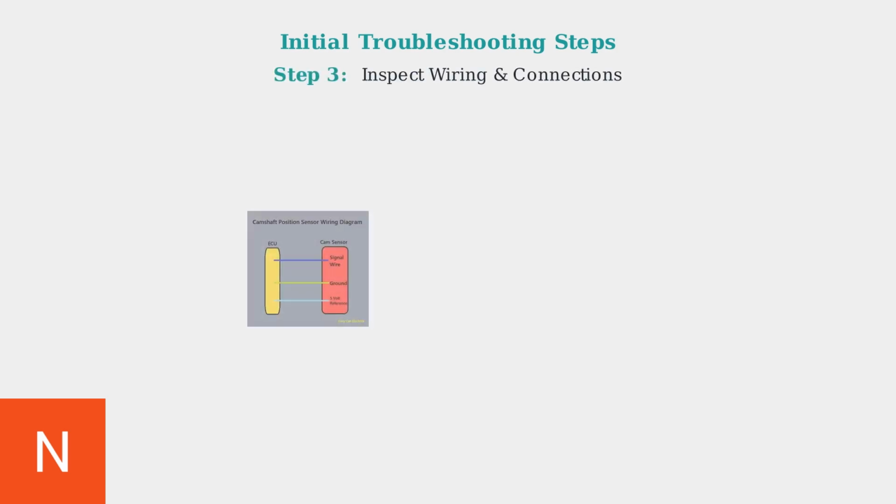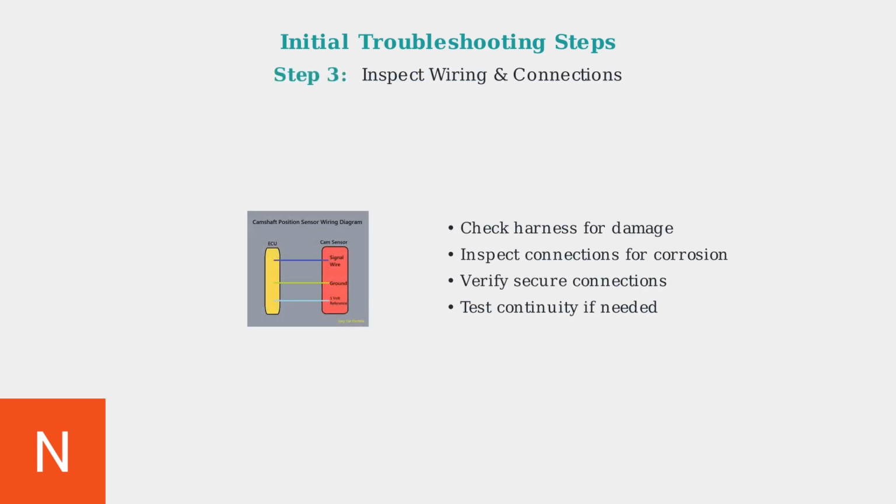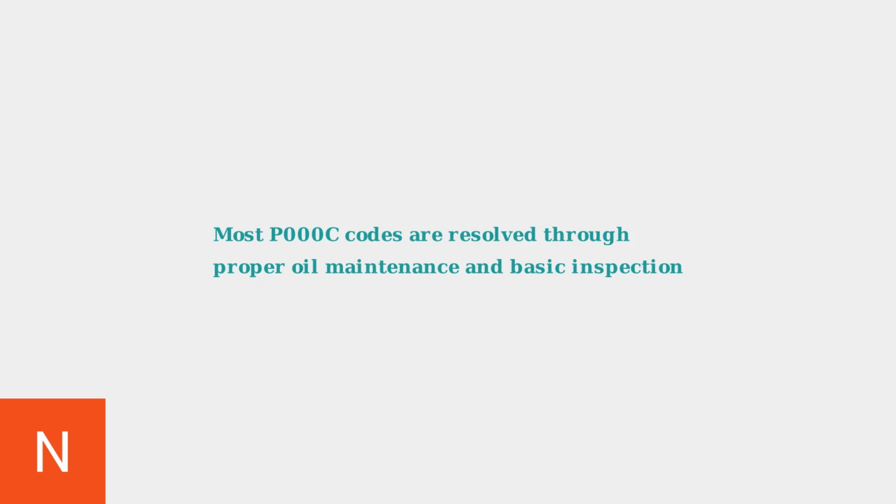Finally, inspect the wiring harness and electrical connections to the VVT actuator. Look for any signs of damage, corrosion, or loose connections that could cause communication issues. These initial troubleshooting steps will identify the most common causes of code P000C. Proper oil maintenance and basic electrical inspection resolve the majority of cases before advanced diagnostics are needed.